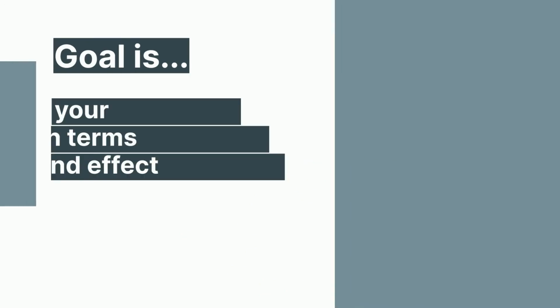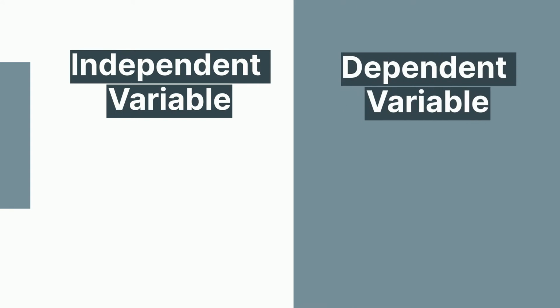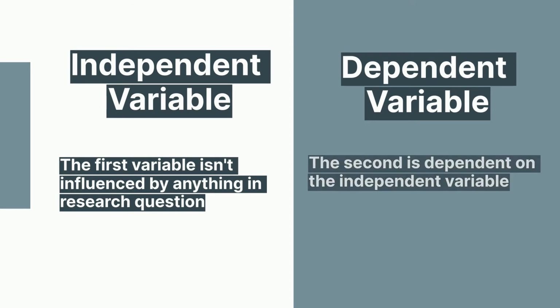be answered. The goal of this video is going to be to formulate your question in terms of cause and effect, and using clear, measurable concepts. Specifically, what we want to achieve is to formulate your research question in terms of one variable influencing another variable. In this general template, the first variable is always called the independent variable, and the second variable is always called the dependent variable, because the first variable is the variable that isn't influenced by anything in our research question, and the second variable is dependent on the independent variable.